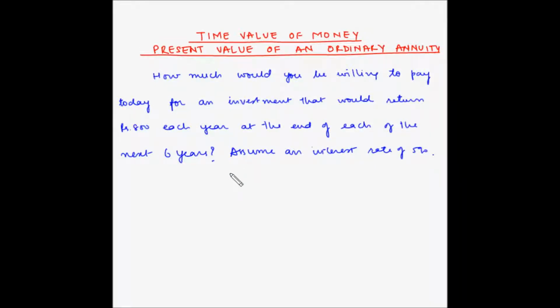Welcome to another example of time value of money. In this example, we'll look at the case of present value of an ordinary annuity. And we'll see how to find out the present value of an ordinary annuity using multiple methods.